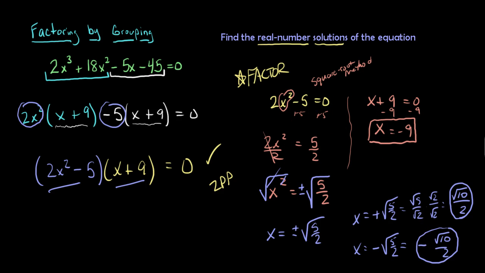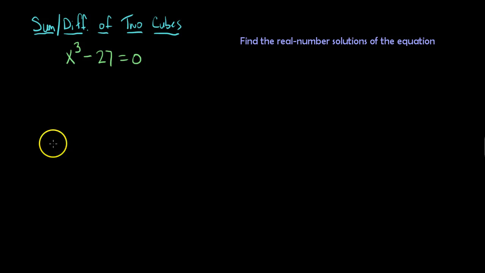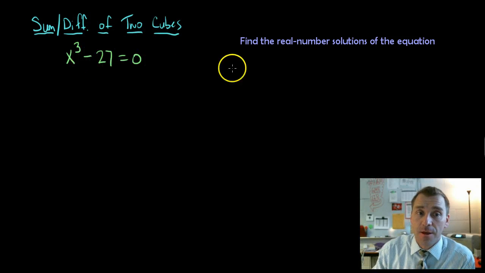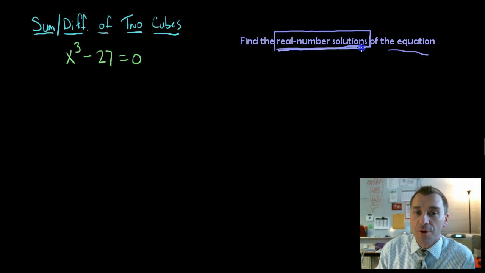Okay? Let's do one more. Let's do one where it's actually the sum or difference of 2 cubes. This happens to be the difference. So again, back to this: it's real number solutions. So this real number solutions is going to come into play with this example, you'll see. Because we're only looking for the real number ones. This one's going to generate some imaginary solutions. That's right, square rooting negative stuff. But we only want the real number ones.